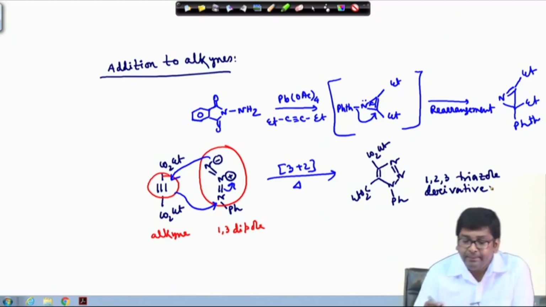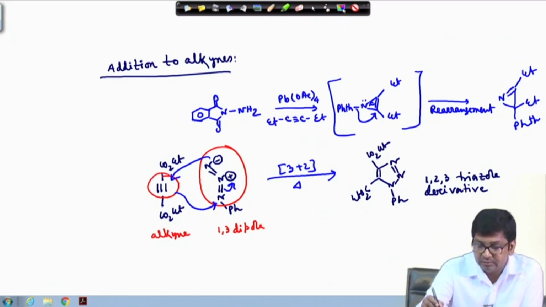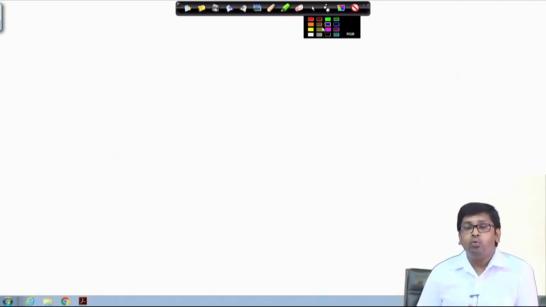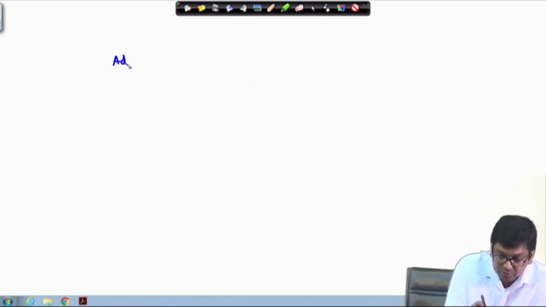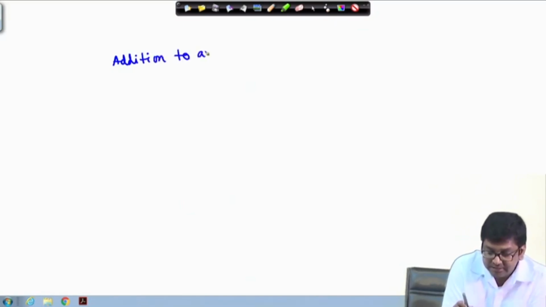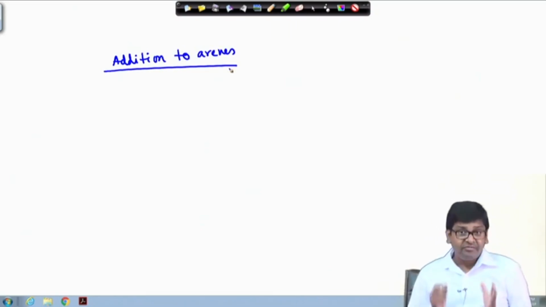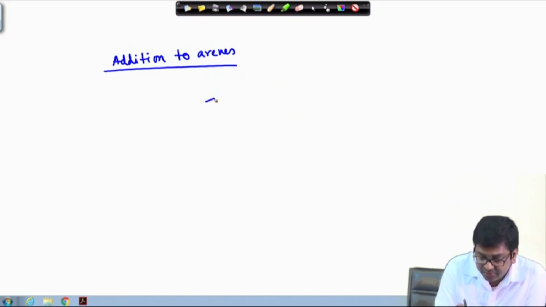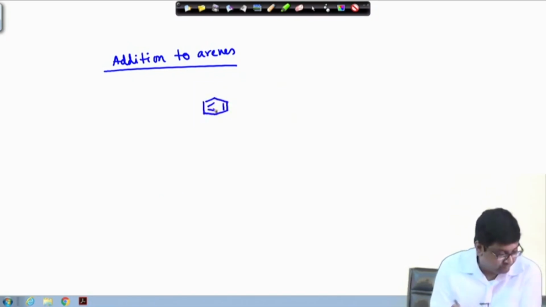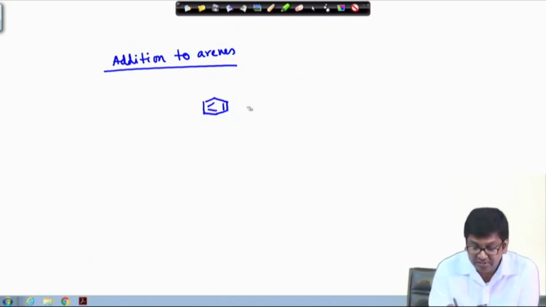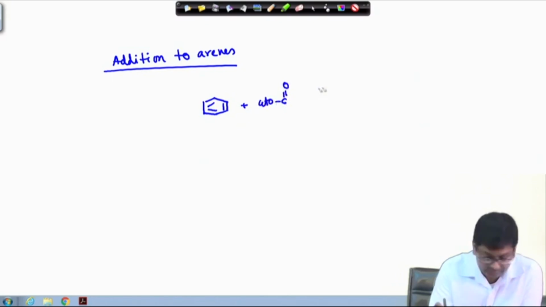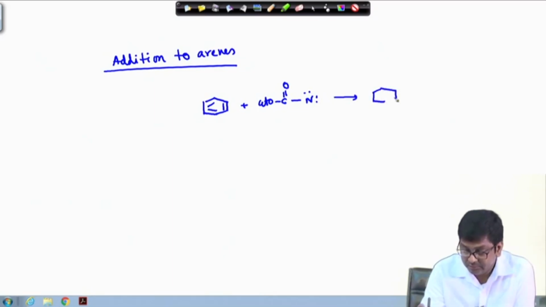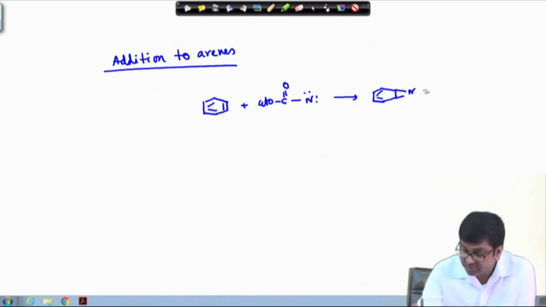Now, what will happen if we take this type of nitrene, and what will happen when it reacts with the corresponding arenes? So, what I mean to say is, addition to arenes. As an example, this nitrene can also react with a very neutral arene, that is benzene. So, if it reacts with benzene, as an example, if we take ethoxycarbonyl nitrene here, in this case this will generate a three-membered aziridine type of ring.